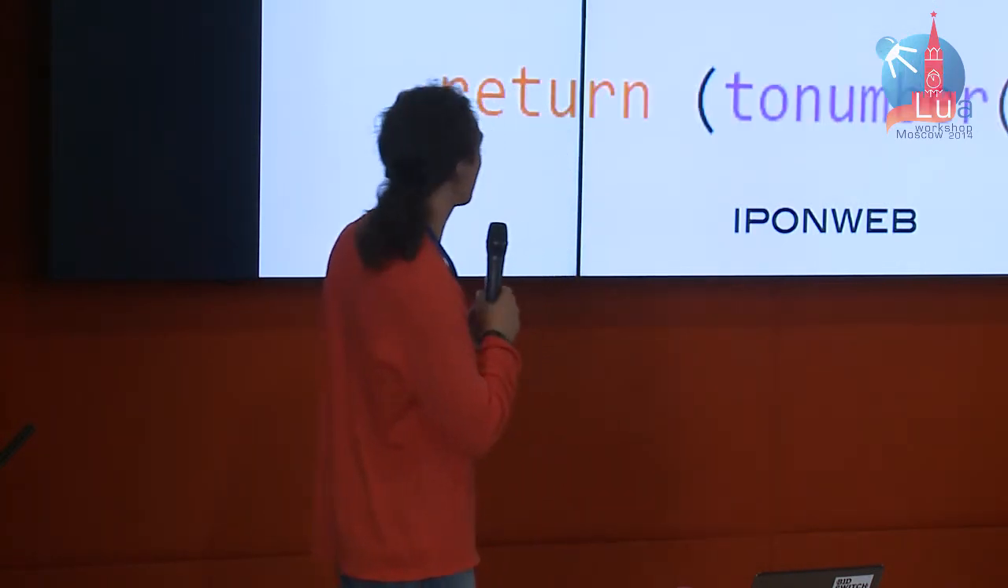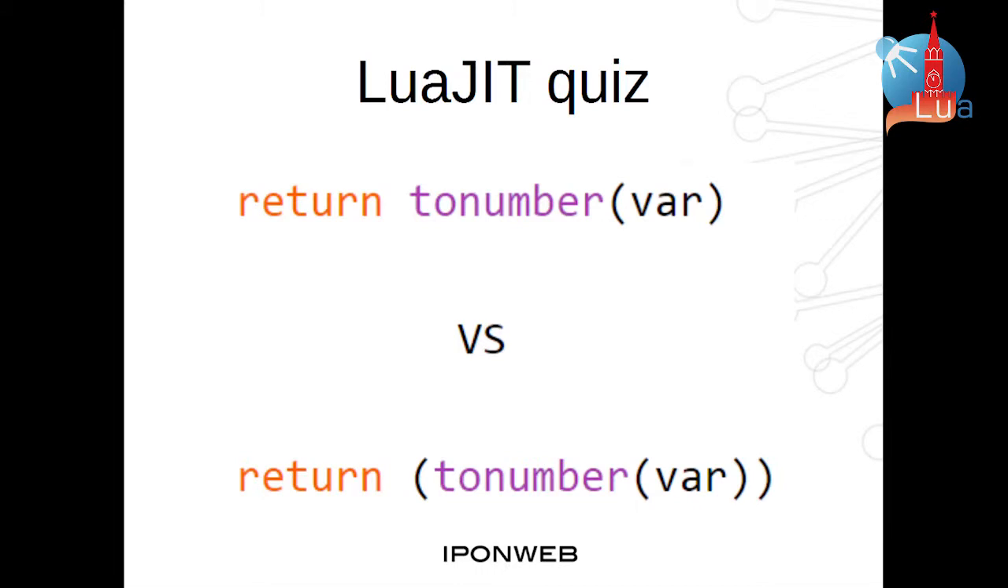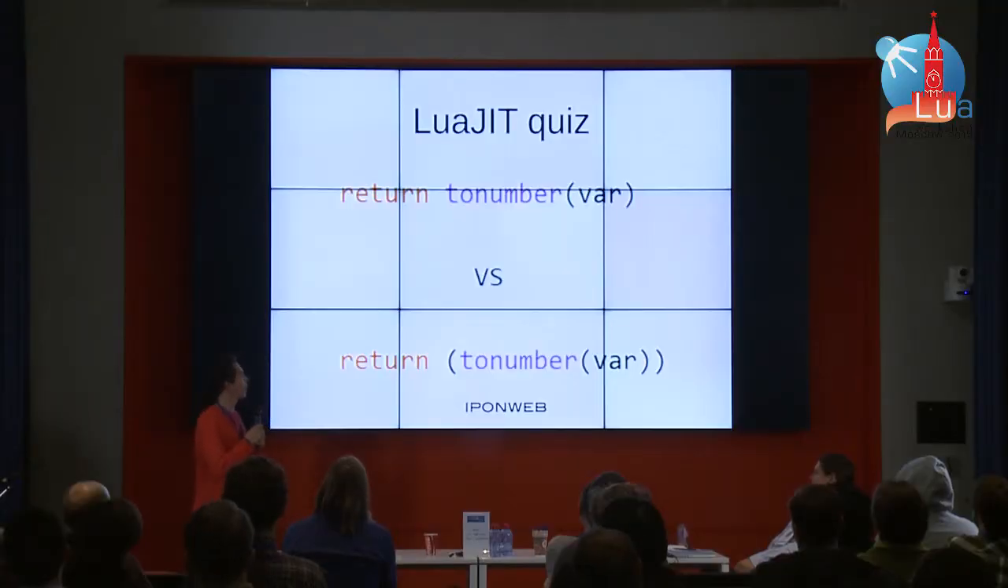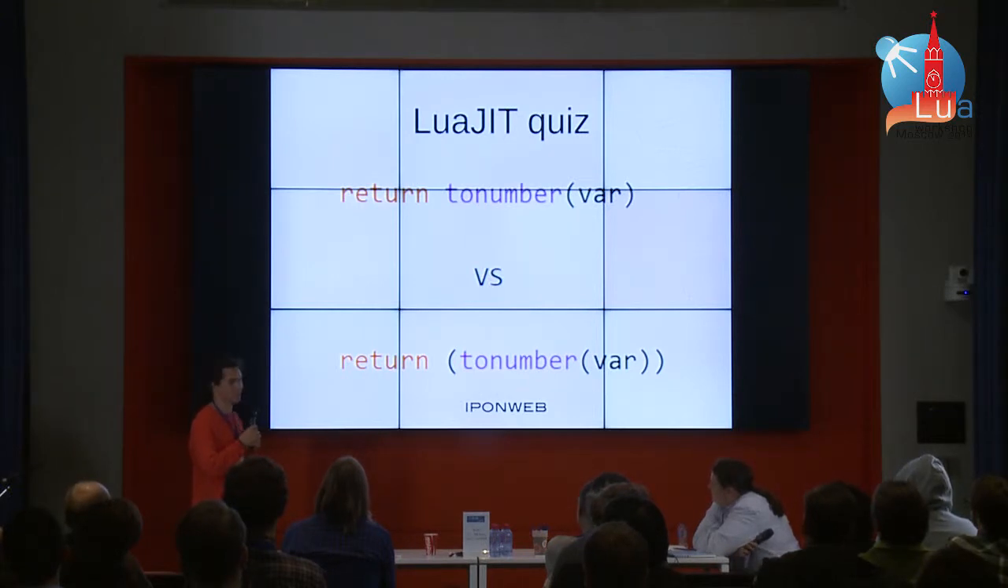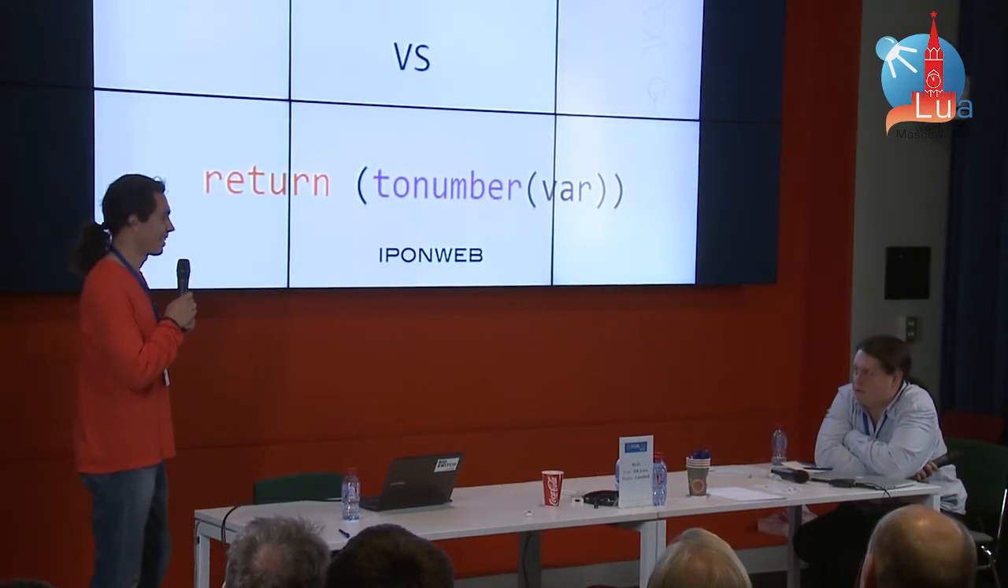I want to give you a very simple example. You can see here 2 lines. The difference is just 2 brackets. I'd like to ask the audience for any guesses which line works better in JIT and why. Any ideas? The second one is better. Any ideas why? Multiple returns.